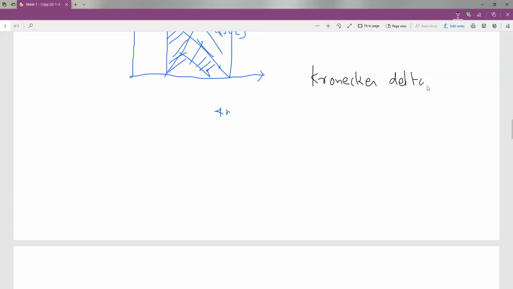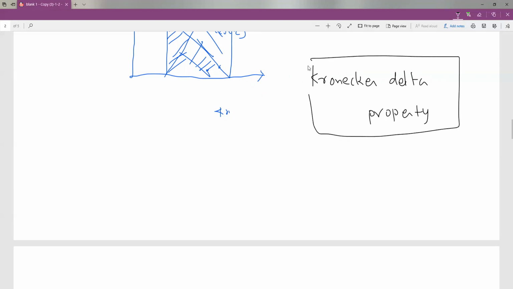Delta property. This is very important because the Lagrange interpolation function has to follow the Kronecker delta property. The meaning of this is it has to give you unit value at the first node and 0 at every other node.